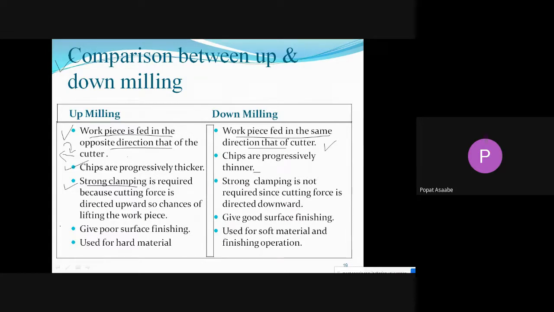And up milling will produce a poor surface finish, because in up milling it is difficult to pour the coolant on the cutting edges. But in down milling, it is possible to pour the coolant on the cutting edges, so it will produce a good surface finish. And up milling is used for hard material, and you have to remember that down milling is used for soft material. Okay, this is about up milling and down milling.